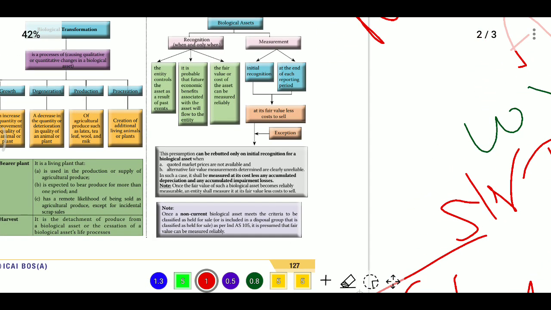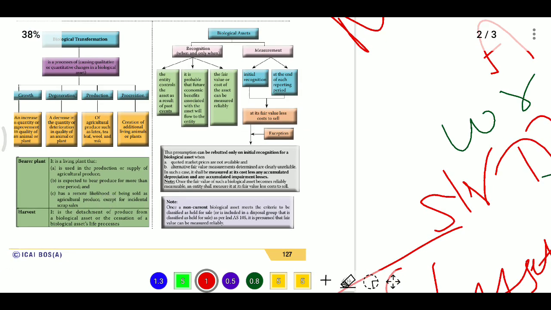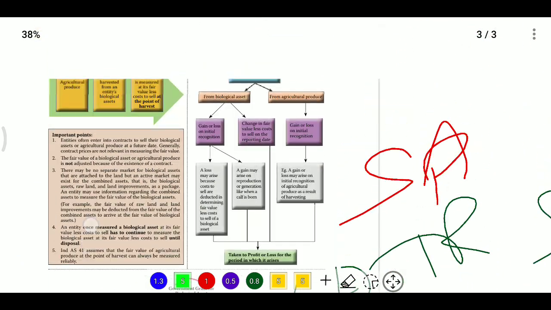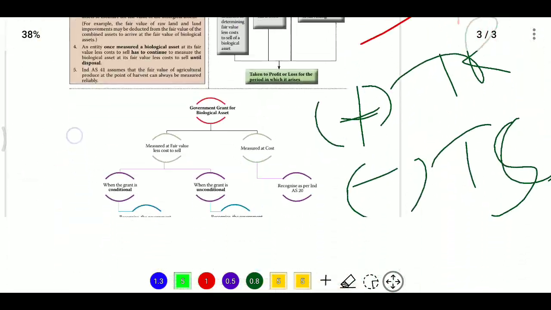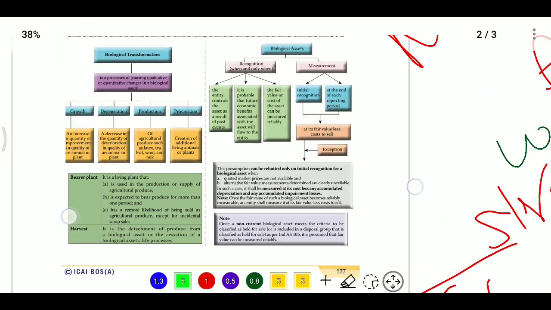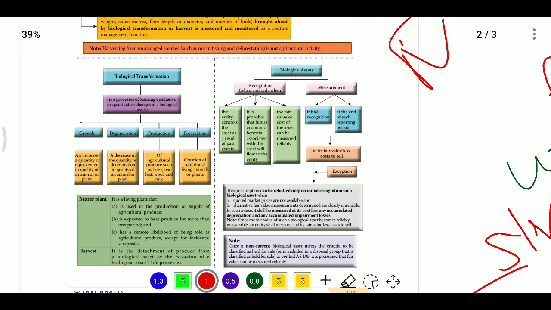Now for subsequent recognition at the balance sheet date, at each reporting period, we need to check the values and the gain or loss from biological assets. Government grant is last. In subsequent recognition at each reporting period, the biological asset is measured at fair value less cost to sell.